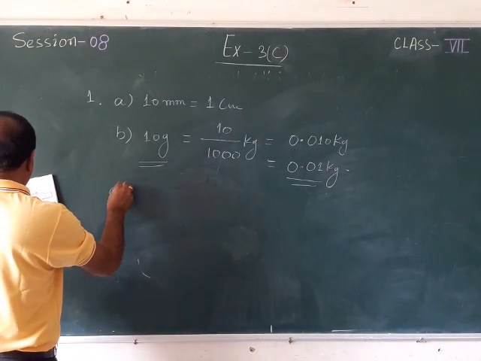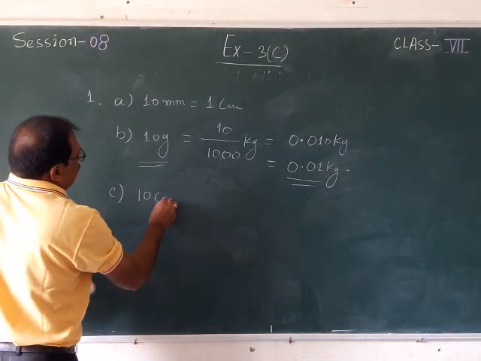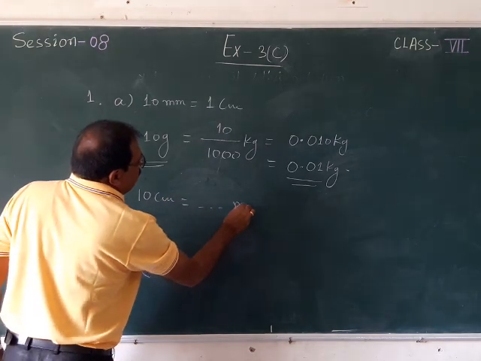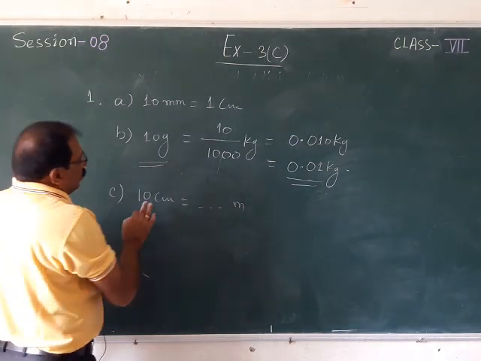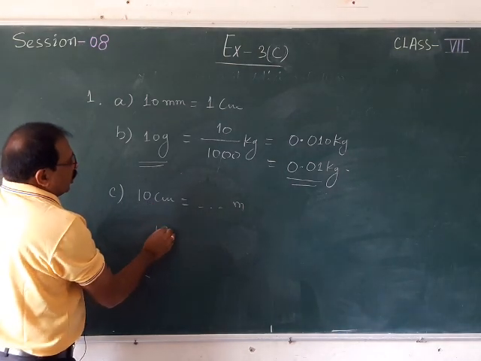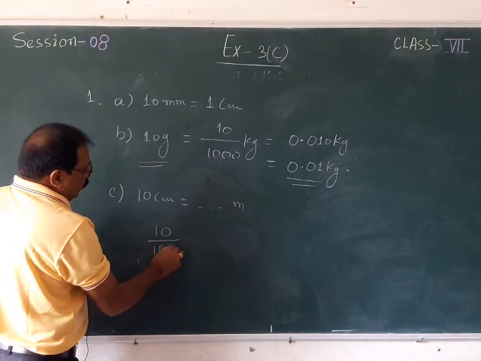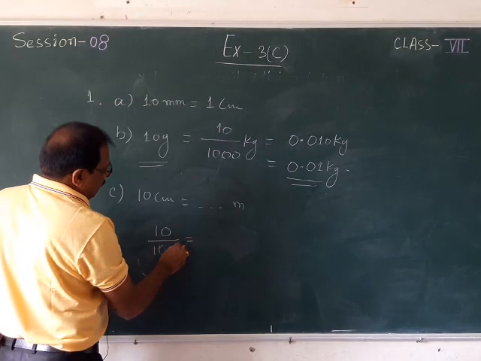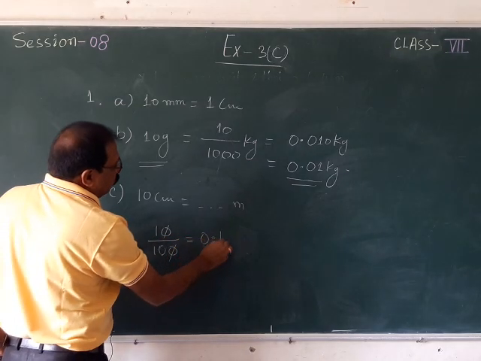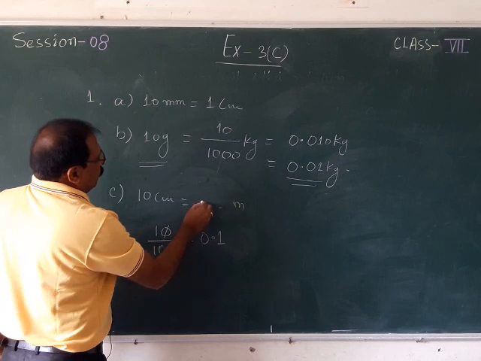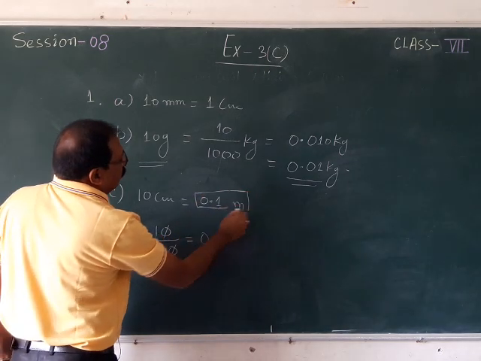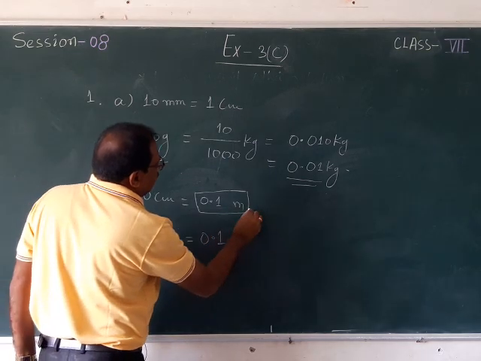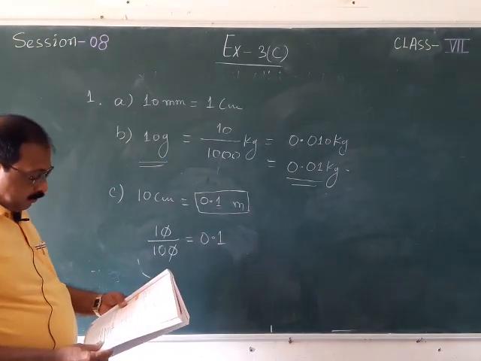Then number C, 10 centimeter equals how many meter? You know that 1 meter means 100 centimeter. So to change 10 centimeter into meter, you do 10 upon 100, and the answer is 0.1 meter. So 10 centimeter means 0.1 meter. You can write it like that.